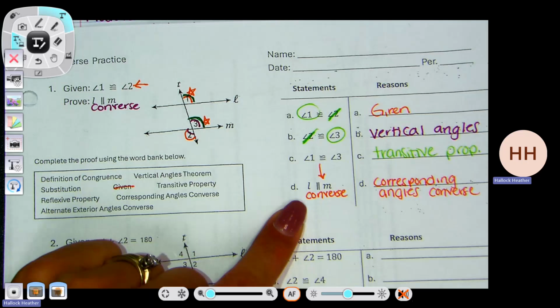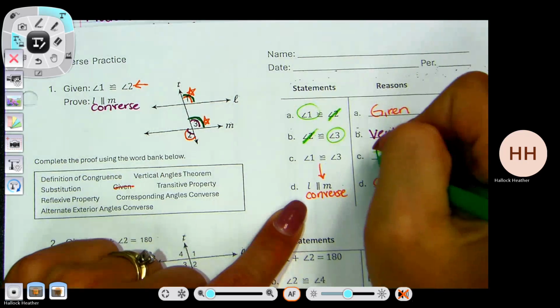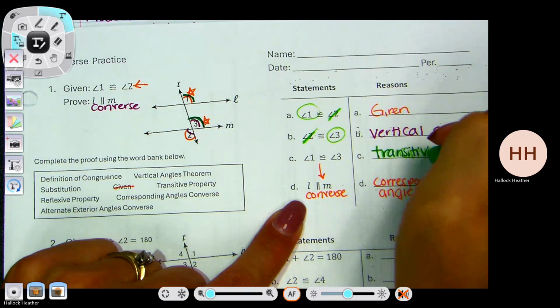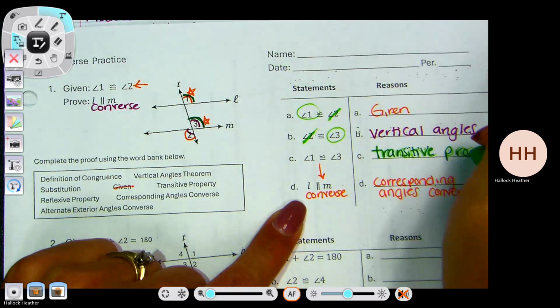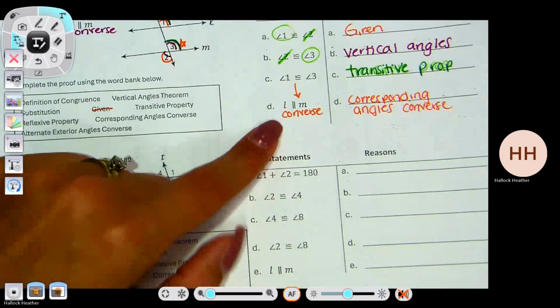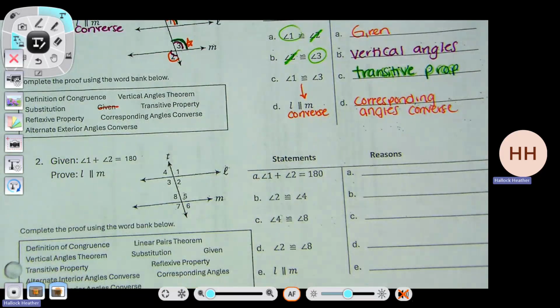Transitive property. I know I should not have used green. Okay, try number 2. Look at your picture. I think it makes more sense if you go in order, but you can go in any order.